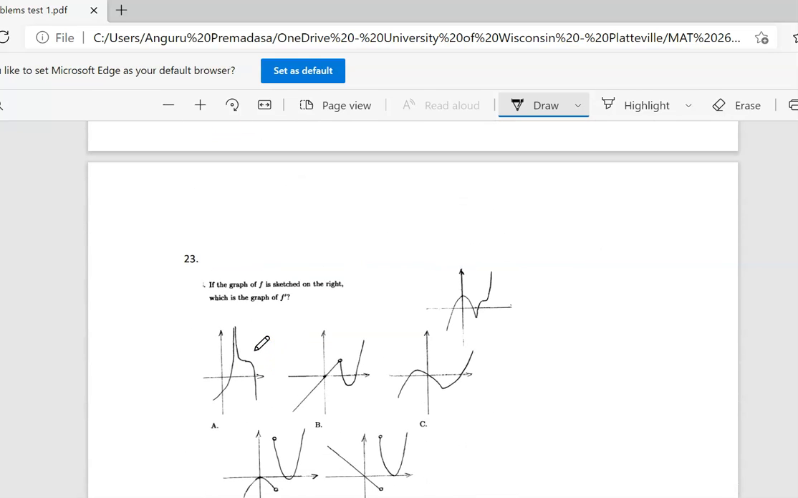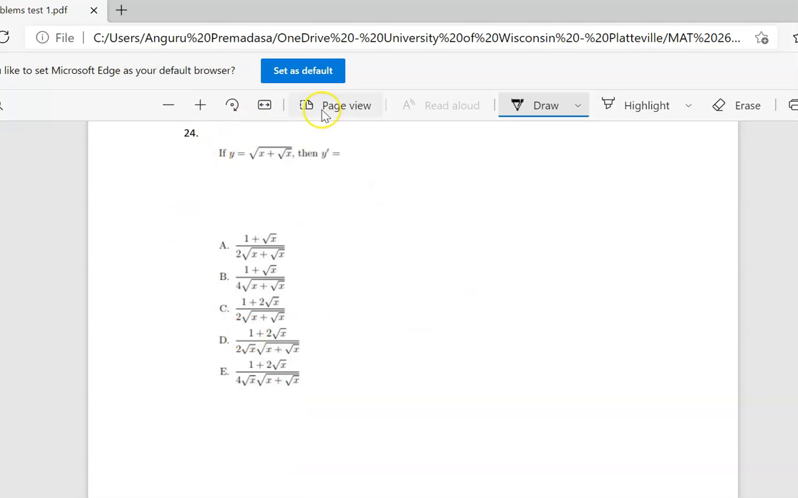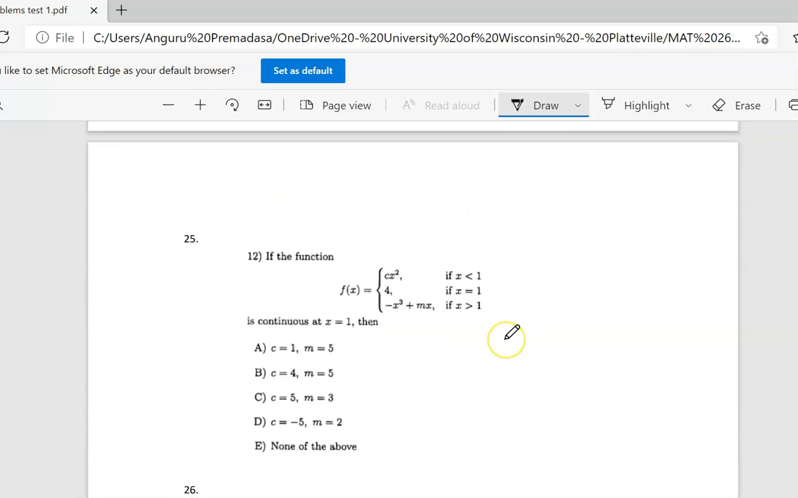This is again another problem like what I discussed earlier, where you're given the graph of f and you want to find the graph of f prime. Another chain rule problem. From outside, you don't see this, you only see the square root of some junk, so that is some junk to the power 1/2. The first thing is you take 1/2 times the junk to the negative 1/2, and then you go inside and take the derivative of x plus square root x. That's how you do that, and then you simplify and get the answer.